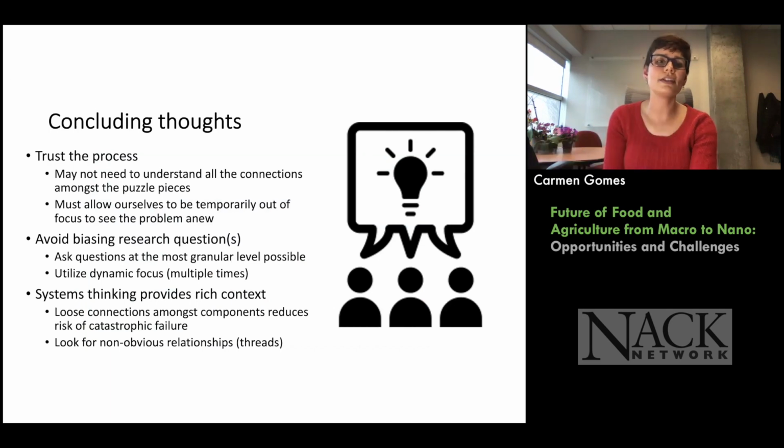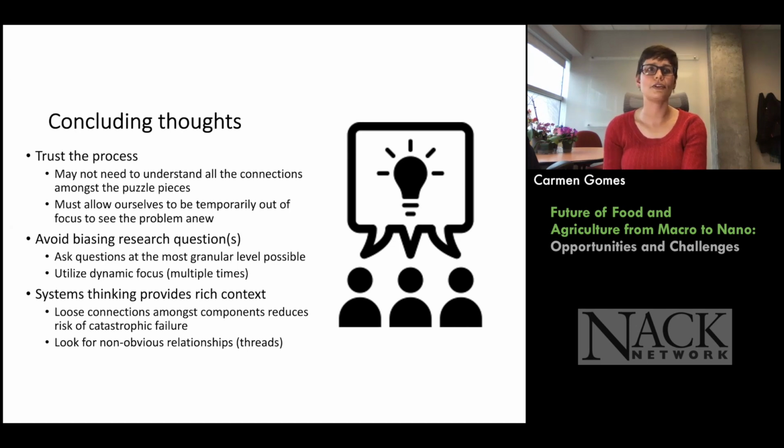And concluding thoughts, I don't want to, again, delay too much, but trust the process. You may not need to understand all the connections amongst the puzzle pieces, but we must allow ourselves to be temporarily out of focus to see the problem anew. Avoid biasing research questions. So again, good questions always drive better ideation. So ask questions at the most granular level possible.